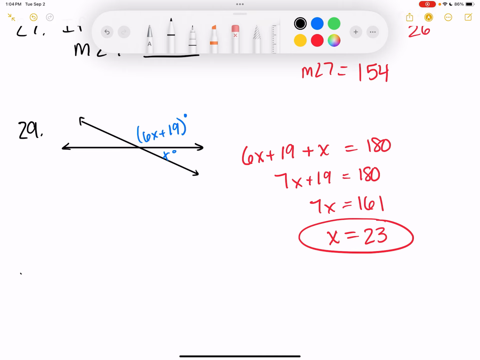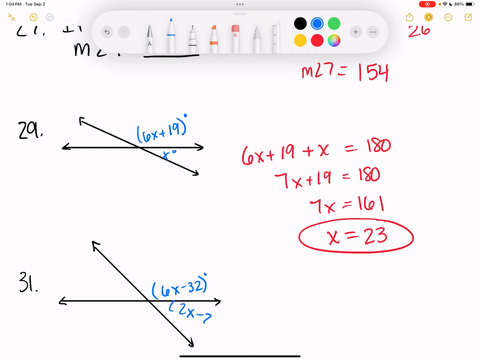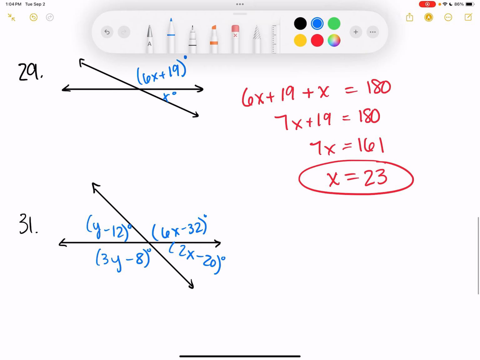31. We have another picture. This one has something in every spot. So we've got 6x minus 32, we've got 2x minus 20, I've got 3y minus 8, and y minus 12. All right, so this one's more like the one that was in the PowerPoint. We're solving for x and y here.